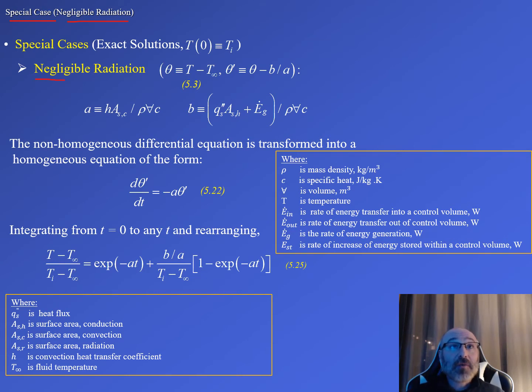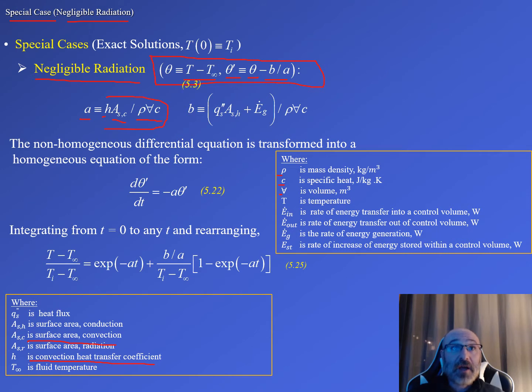If we're dealing with negligible radiation, we have the following condition: theta is equal to T minus T infinity, and theta prime is equal to theta minus B over A. Now the question is, what are A and B? They are defined down here. A is equal to H, where H is our convection heat transfer coefficient. I copied over all these variable names and their units from a previous slide. That is times A sub S,C, the surface area for convection, divided by rho V C, where rho is our mass density, V is volume, and C is our specific heat, and we have the associated units for that as well.